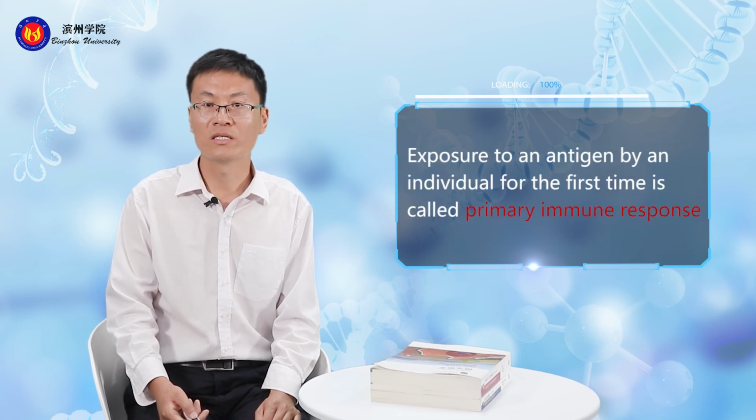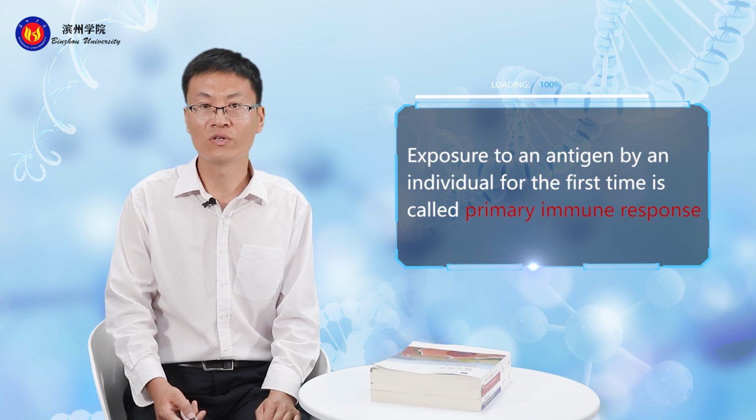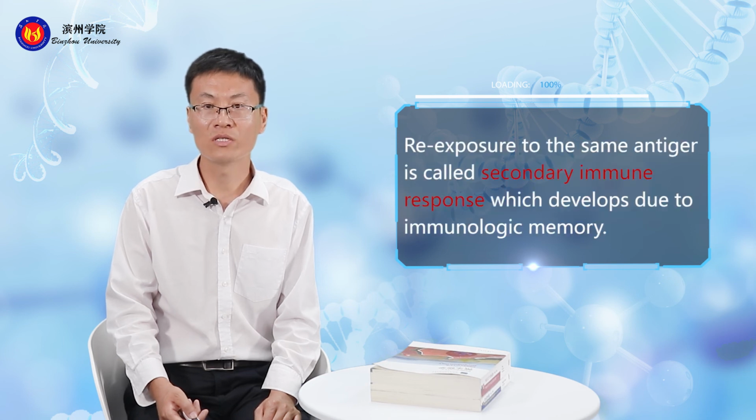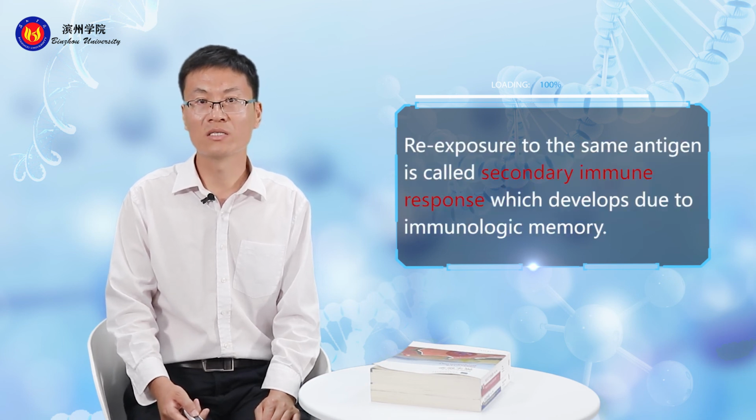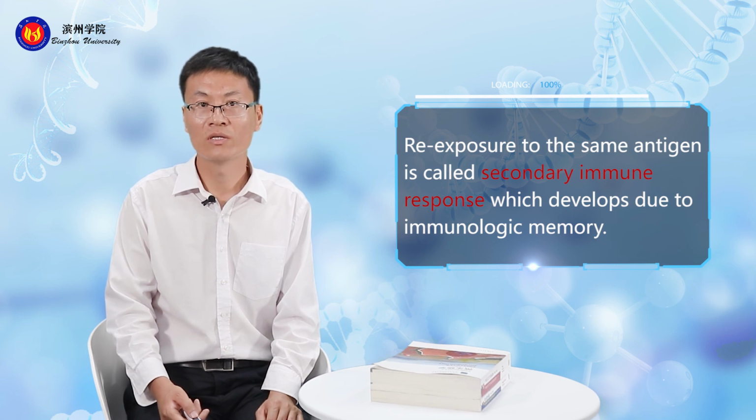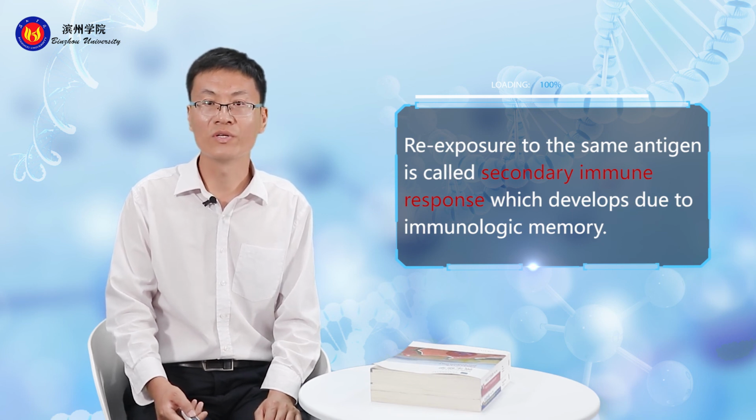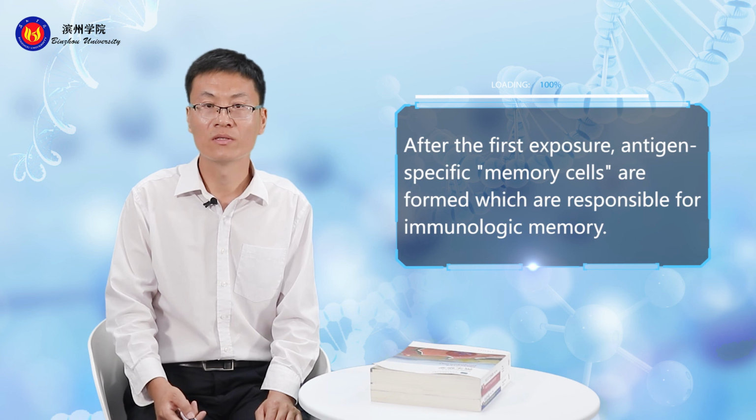Exposure to an antigen by an individual for the first time is called primary immune response, and re-exposure to the same antigen is called secondary immune response, which develops due to immunologic memory. After the first exposure, antigen-specific memory cells are formed, which are responsible for immunologic memory.